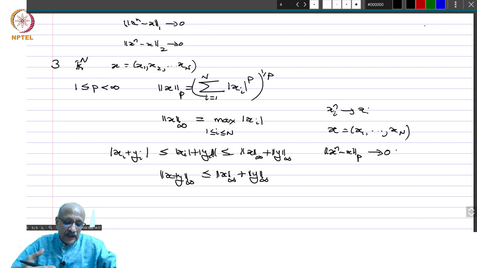So, Rn with any of these norms will be a Banach space, provided we have shown that the triangle inequality is true for norm x p, for 1 less than or equal to p less than infinity. For p equals 1, we have already seen it. So, for 1 strictly less than p less than infinity, we want to show that this is a norm, which we will now do.